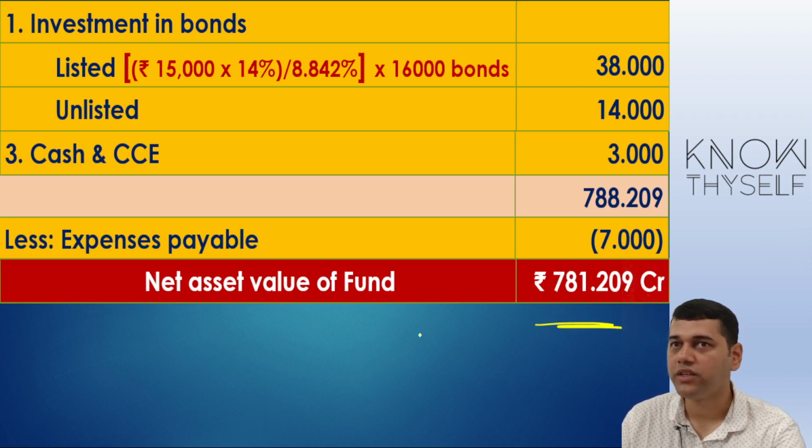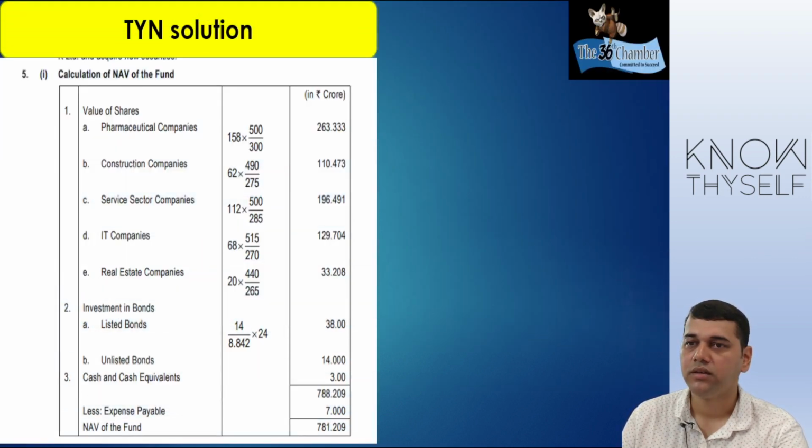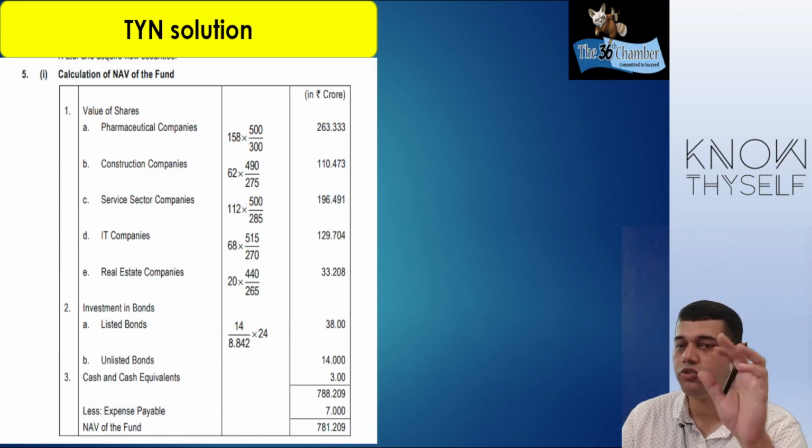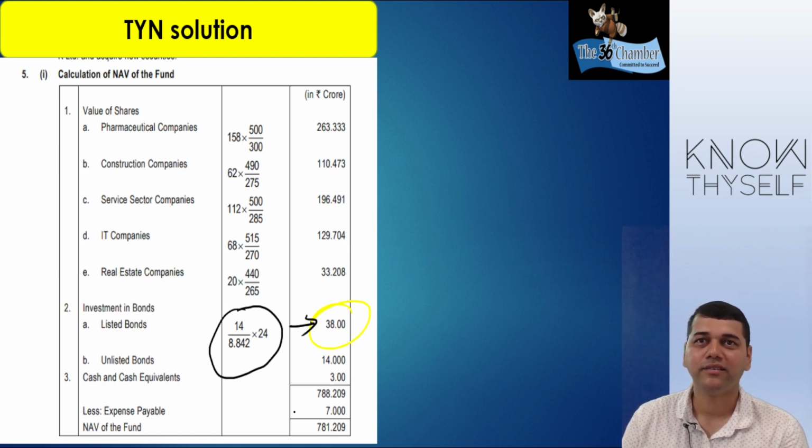Okay, I can move further. So NAV value per unit is nothing but, okay, so just before that, just see the solution, because we have done just exactly as per that. So they have considered 38, and see the calculation what they have done. See the confusion. Can you see? 16,000 I gave. Did you see their calculation? How did they get 38?